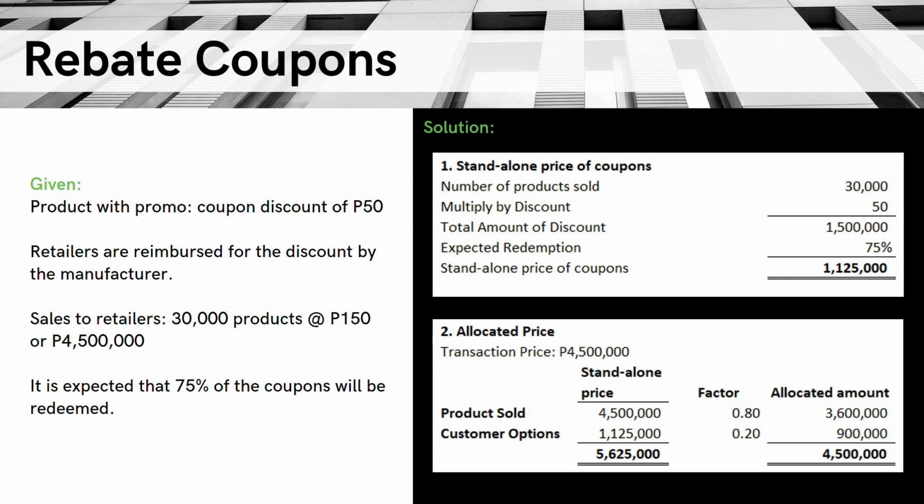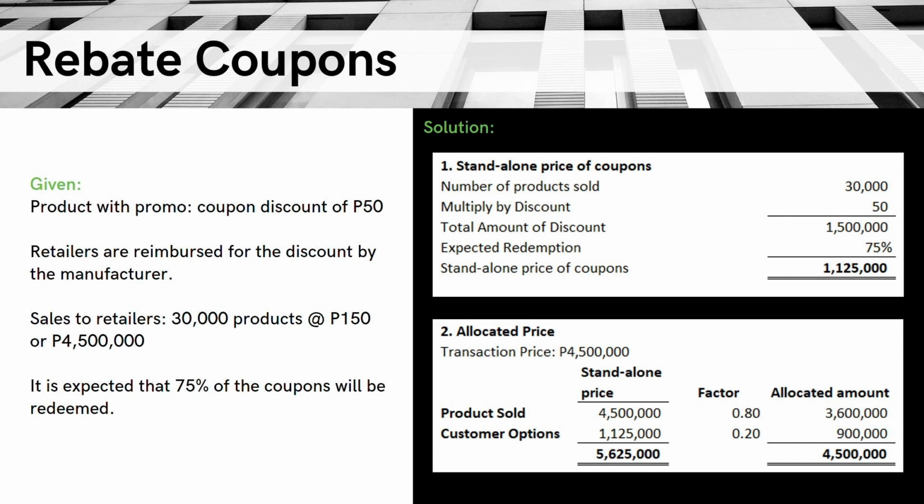So to get your factor for the product sold, 4,500,000 divided by 5,625,000, that is 80%. And then for the customer option, the same, 1,125,000 divided by 5,625,000, that is 20% or 0.2.